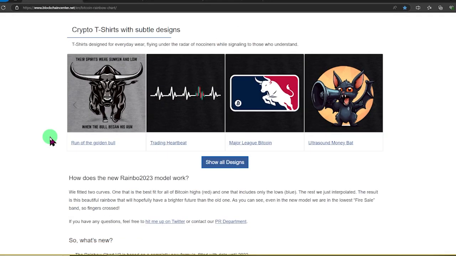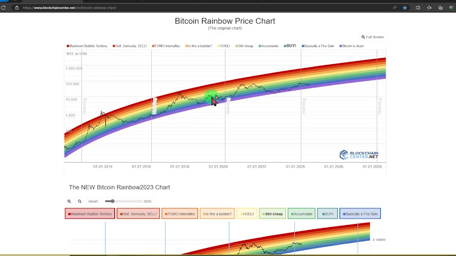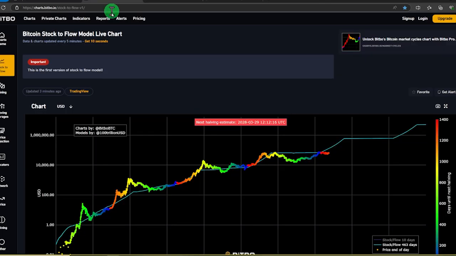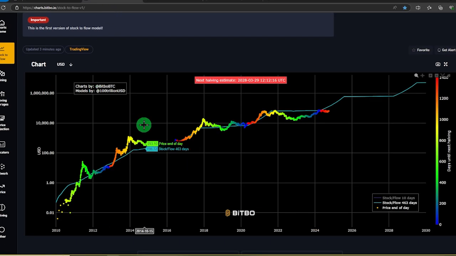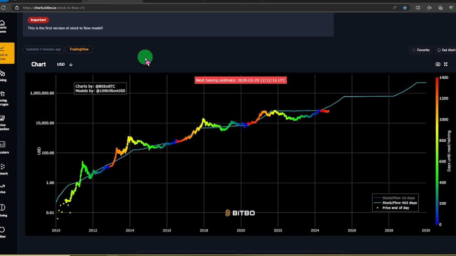Pretty similar to my previous tutorial of the price prediction charts, we have blockchaincenter.net. Two different charts. It will show you where the price of Bitcoin is and what it predicts. The price prediction is completely free. The next one is bitbo.io, pretty similar. But this is the stock to flow chart, by the way, so I'd still consider it a rainbow chart, more or less, give or take.